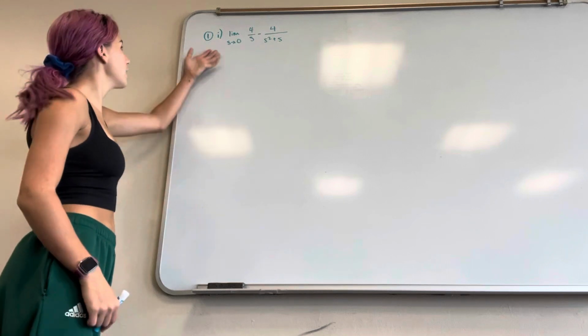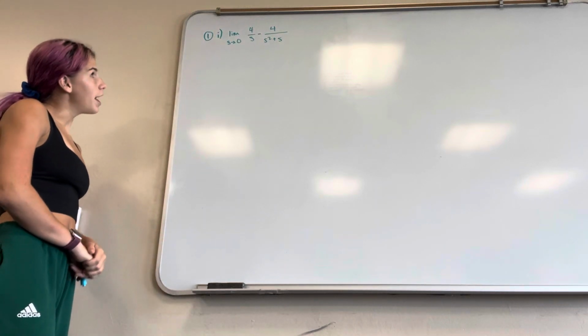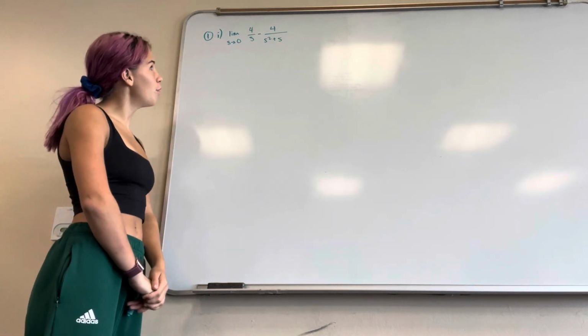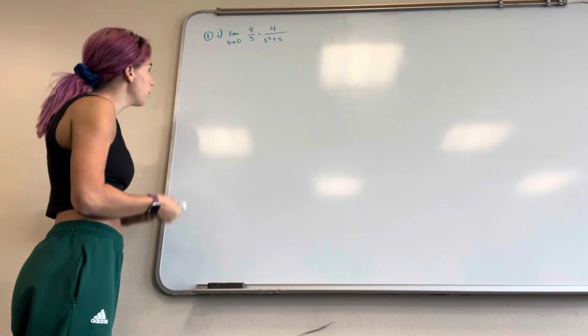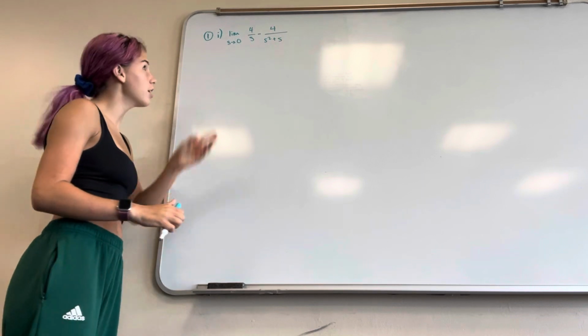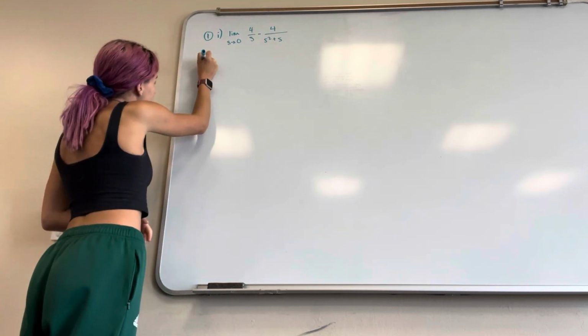So we're going to start off with this one. The limit of s as it is approaching 0 of 4 over s minus 4 over s squared plus s. So our first step here is going to be rationalizing the denominator so that we can work with this problem.